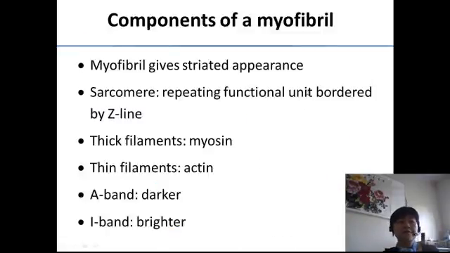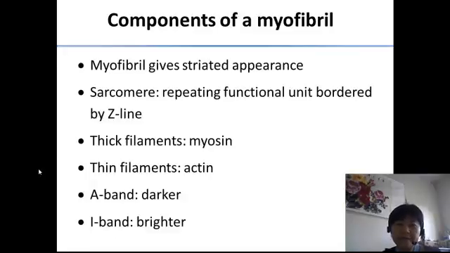Within a myofibril, that is what gives the striated appearance, a striation with a repetitive structure of dark and light bands. One sarcomere is a repeating functional unit that is bordered by Z lines. So with one Z line on the left and one Z line on the right, in between is one sarcomere.